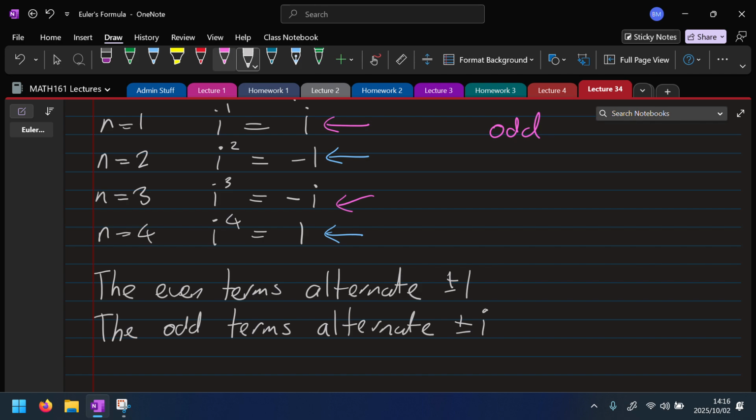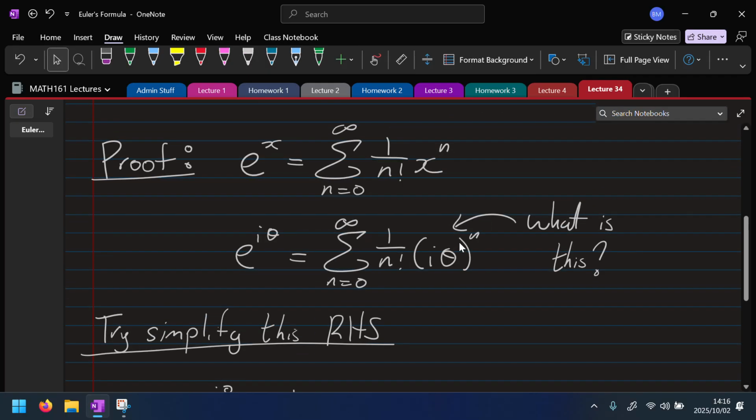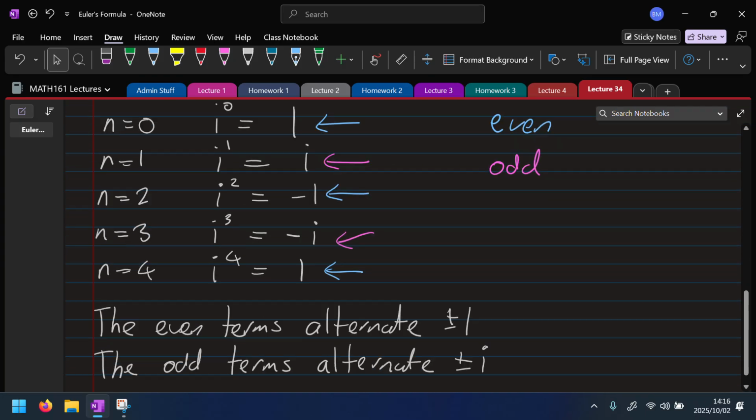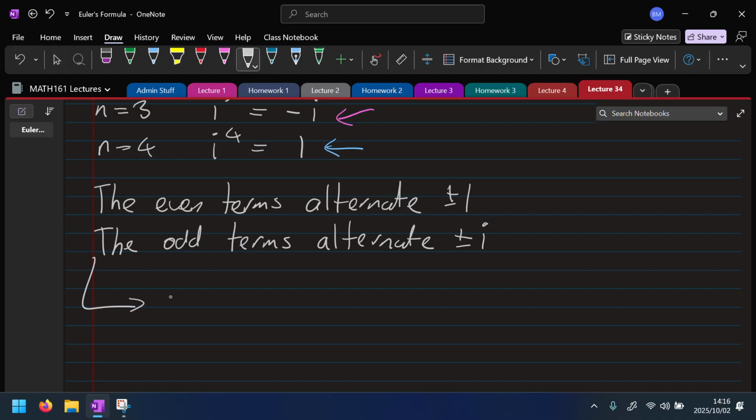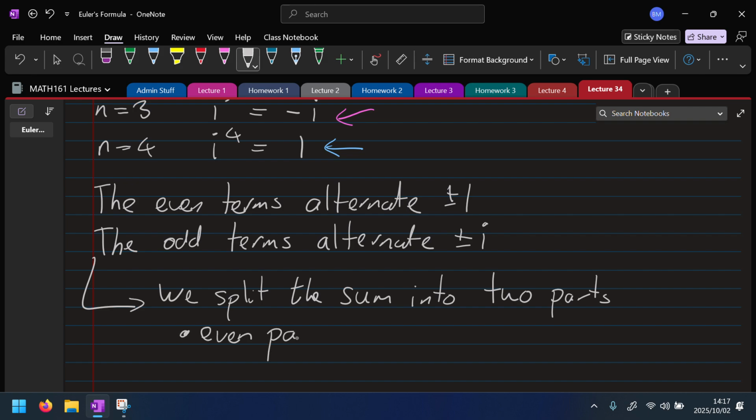So this gives us a natural way of splitting up the sum. Instead of having the sum over everything, we're going to have the sum over the even terms that alternate plus 1 minus 1, and we're going to have the sum over the odd terms that alternate plus i minus i. Okay, so from this, we split the sum into two parts. So we're going to have an even part with all of the even terms, and we're going to have an odd part with all of those odd terms.